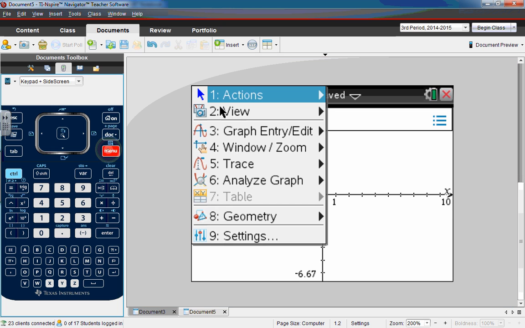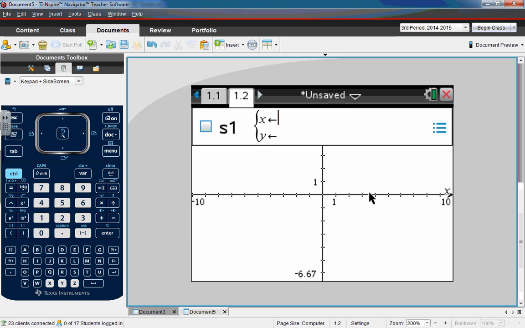Hit Menu, Graph Entry, Scatter Plot. What's this going to be? This is year. It'll bold whenever it's ready. And it recognizes it. And then Y is going to be salary. Please, please, please, on your steps right now.